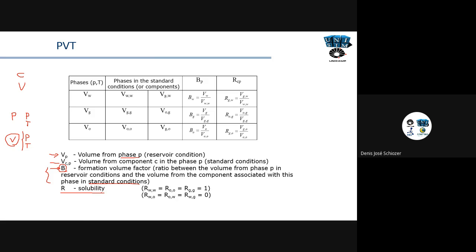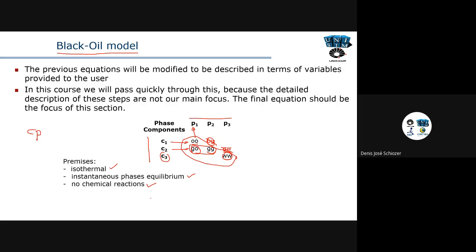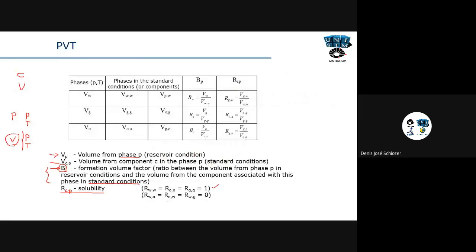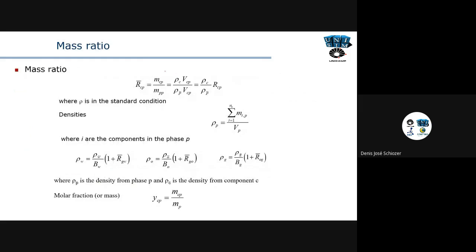And R is the solubility of the components in the, I would add here, RCP, is the solubility of the component in the phase. So I have the solubility of water in water, I have the solubility of oil in oil, and the solubility of gas in gas. They are all one. The solubility of water in oil is 0, remember, because we don't consider the water component in the oil phase. We don't consider the oil component in the water phase, and we don't consider the water component in the gas phase. So these are all 0. And the others are terms that we have to solve for, okay?